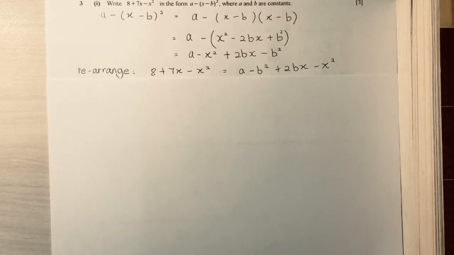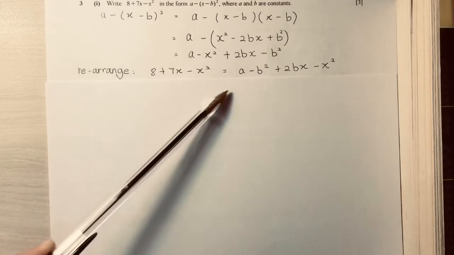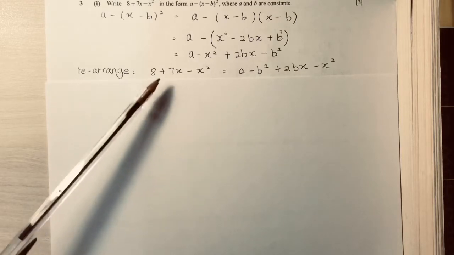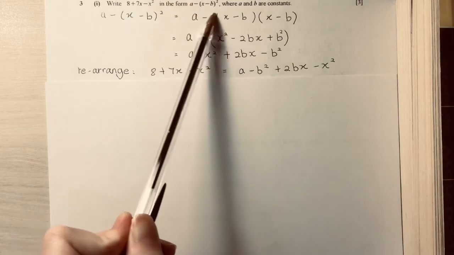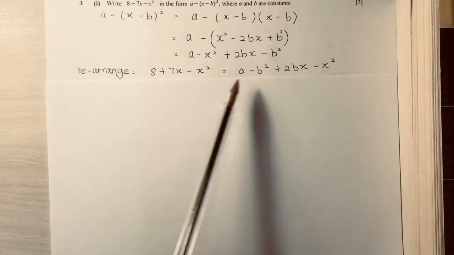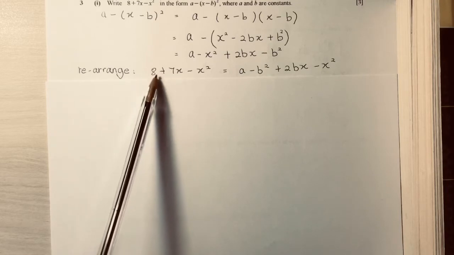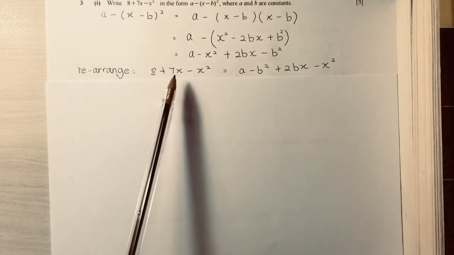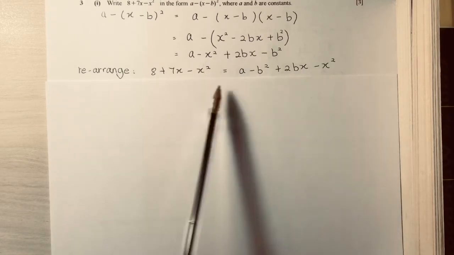And then you just have to rearrange this expanded equation in this way, so it's easier for us to compare these two different equations. So this is the equation with numerical figure. This is the one that we got after we expand, the equation without numerical figure. So in this way, we can easily see that a, the part that is without any x, is directly equal to a minus b squared. And 7x here will be directly equal to 2bx. And then the negative x squared here is the same.